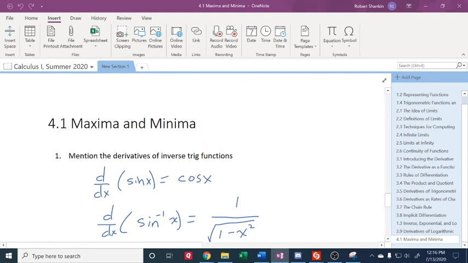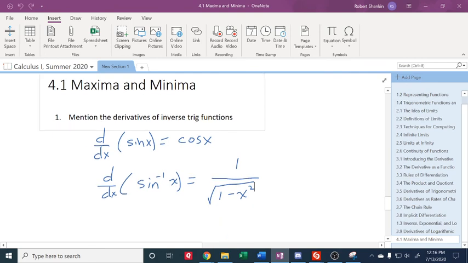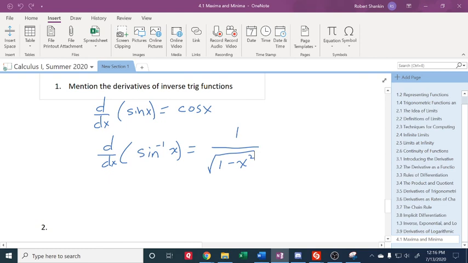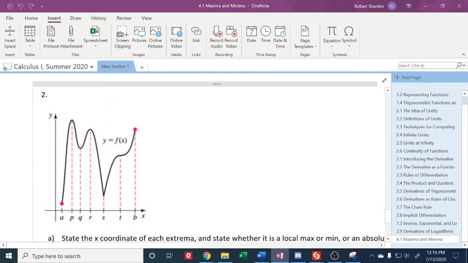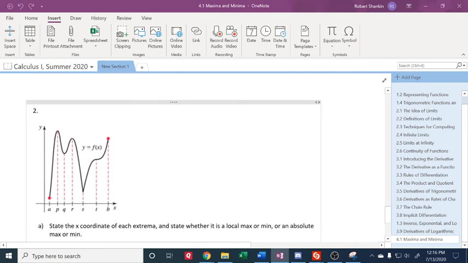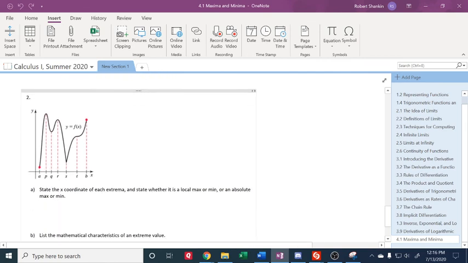All right. Well, let's go into 4.1 maxima and minima. And the first thing is this. All right. So number 2. And for this, I need you to work with your group. So be also in the chat and state the x-coordinate of each extrema. State whether it's a local max or min or an absolute max or min.